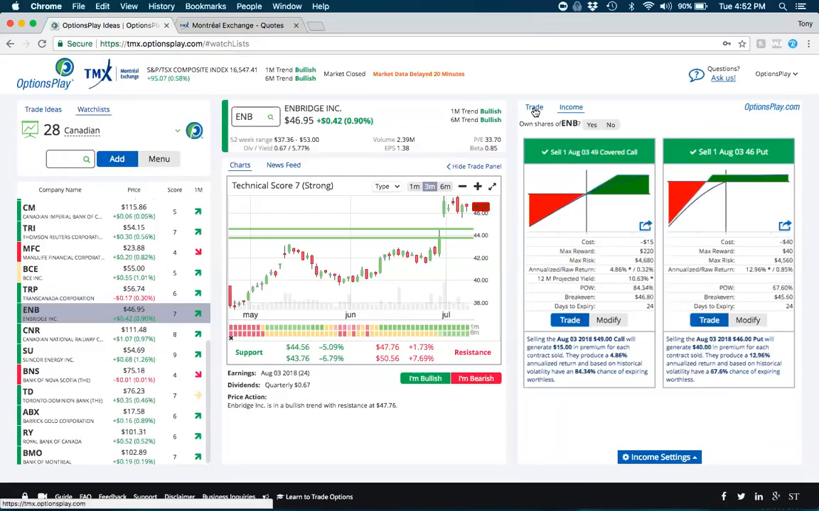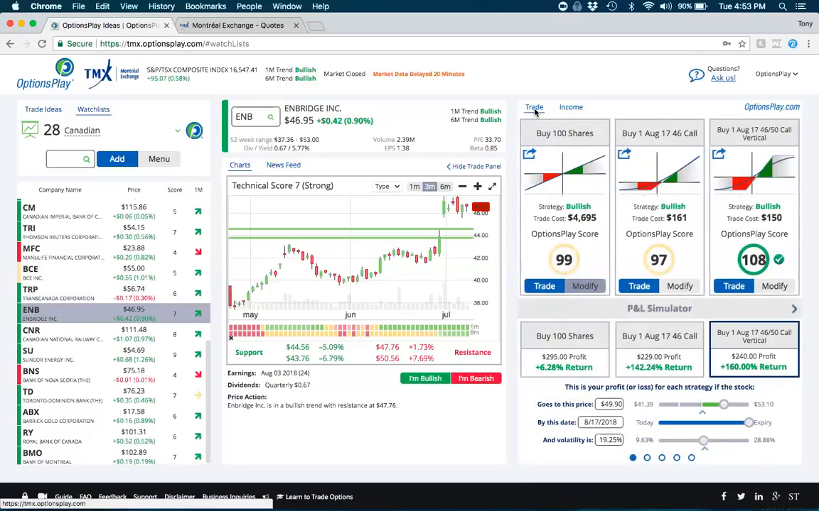You can utilize this tool for that. But today, we're going to focus our time on trading. So today, I'm looking at Enbridge. Please keep in mind that this is simply for educational purposes. This is by no means a solicitation to trade Enbridge. I'm just using this as an example to show you guys how you could potentially use OptionsPlay to quickly find an option strategy based on some of the technical analysis that we went over here today.